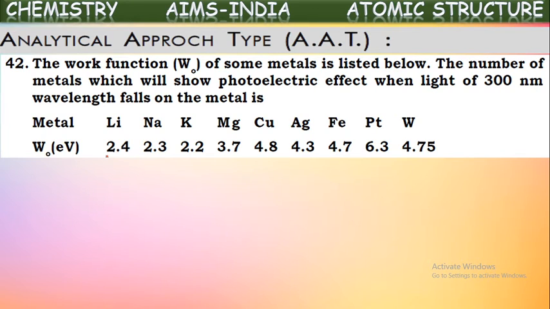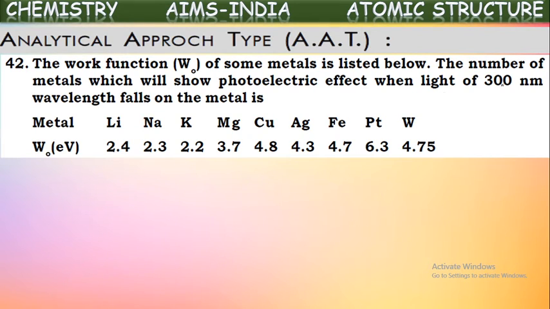What is meant by work function here, which is also called threshold energy? It means the minimum amount of energy required by that metal to eject electrons from its surface. That is given for different metals shown here. Now, light of 300 nanometers wavelength is made to fall on all these metals. Which of these metals can show the photoelectric effect, they're asking.